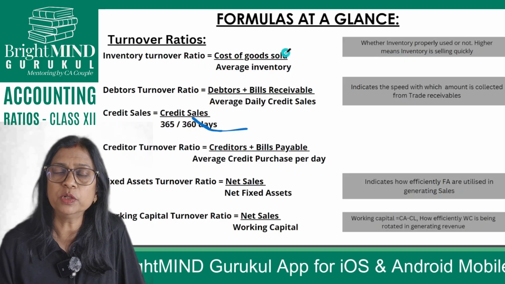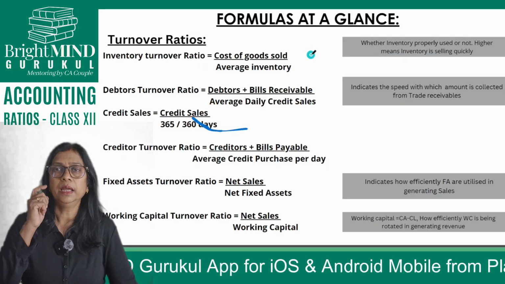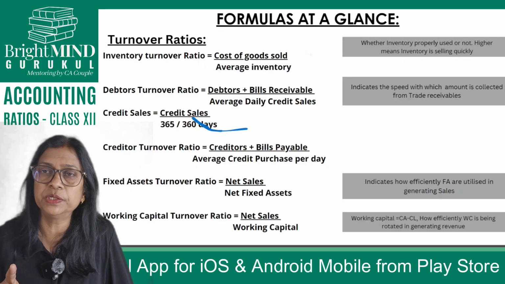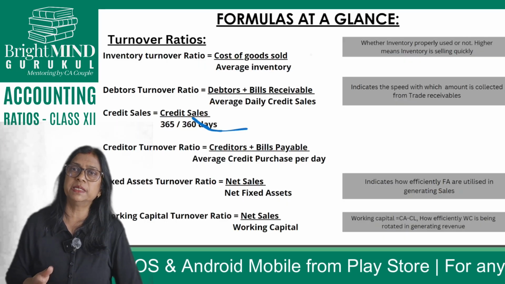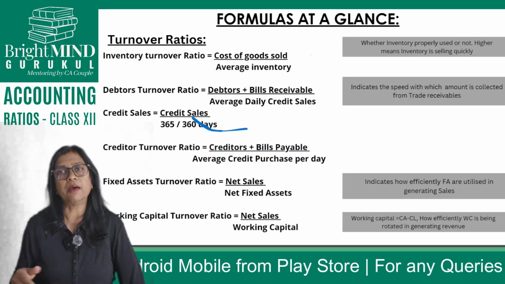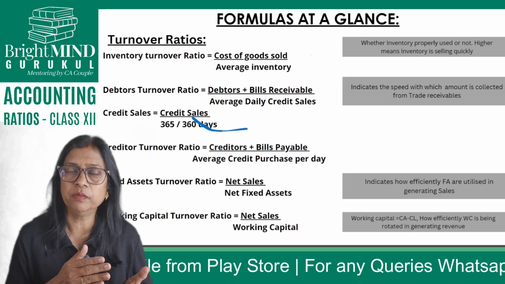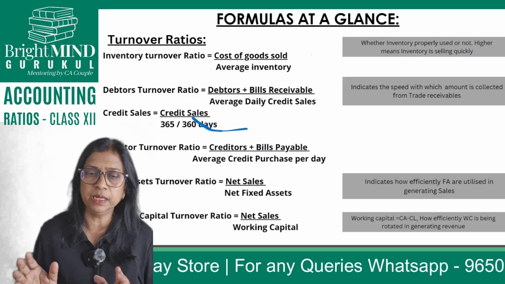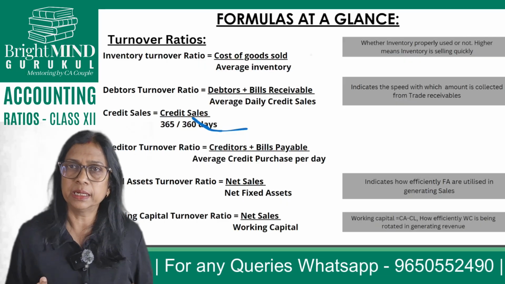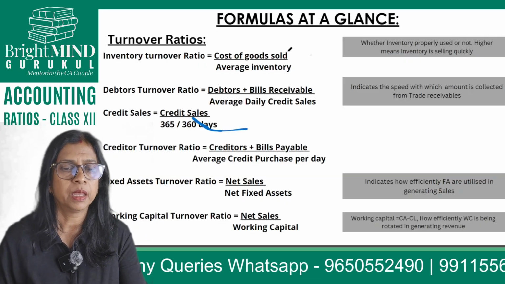Right? So what is cost of goods sold? You know the formula. It's opening stock plus purchases plus the direct expenses less closing stock. And average inventory is the average of opening inventory plus closing inventory divided by 2, that brings the average.